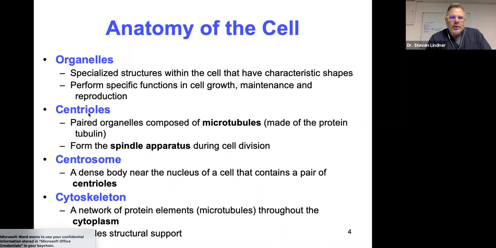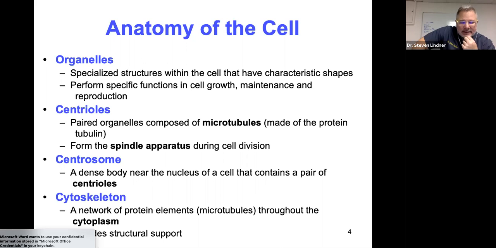The centrioles, these are paired organelles. Those are those yellow-like structures that are composed of microtubules. Microtubules are made of a protein called tubulin. Okay, that's kind of neat. And then they form the spindle apparatus. The spindle apparatus we will see heavily involved with cell division. Cell division is what we refer to as mitosis. The centrosome is the dense body near the nucleus of the cell that contains the centrioles. That was the darkened black circle.